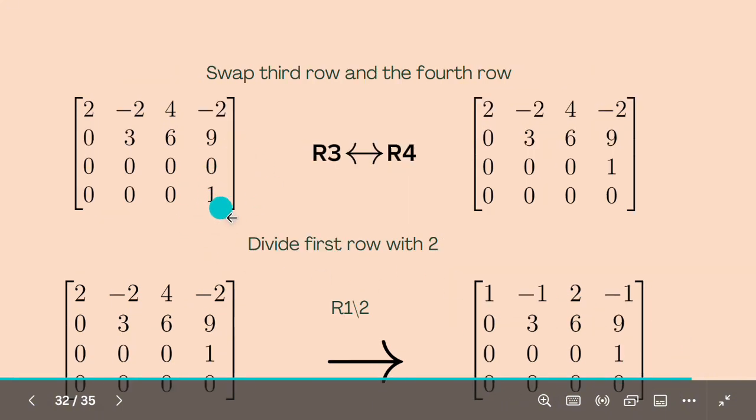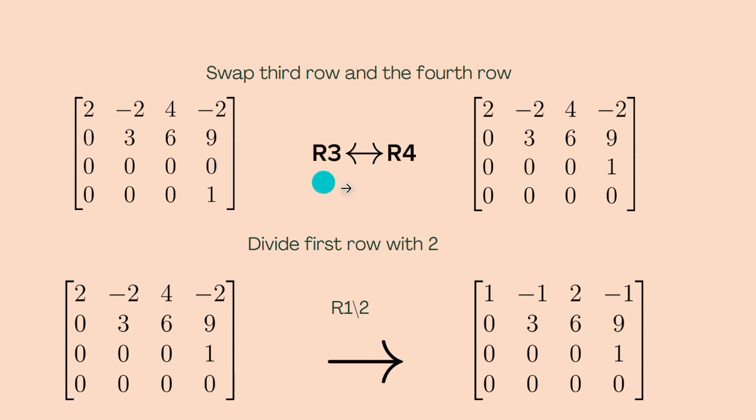So we need to take this one and put it above. So we just swap the third row and the fourth row. So swap it, and then we get a nice staircase shape here, but it hasn't satisfied the condition of a row echelon matrix, which needs 1 here above the staircase as the pivot.